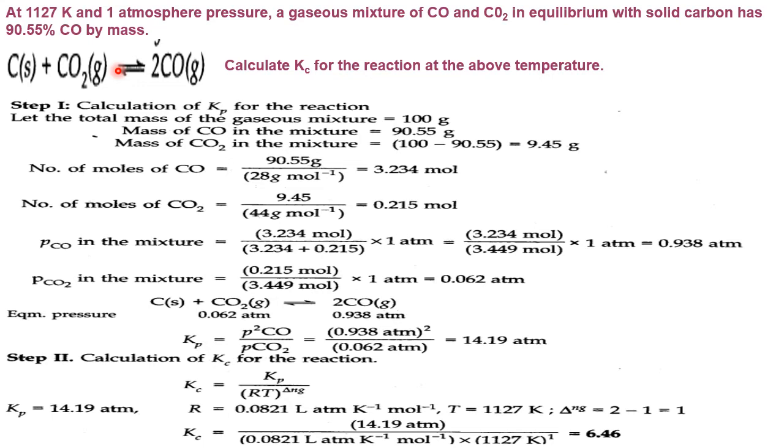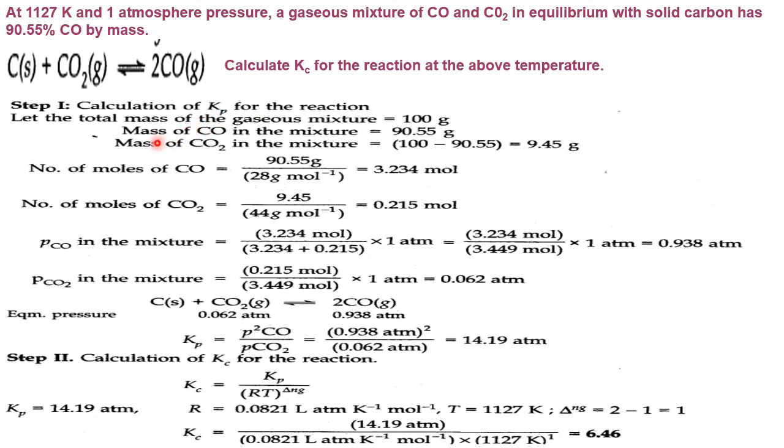What is Kp here? Kp is in terms of partial pressure of the products and the reactants. So again we require partial pressure. First we'll calculate the partial pressure, then we will go to the Kp, and at the end we go for the Kc. So this is our route. Now first we'll calculate the Kp.